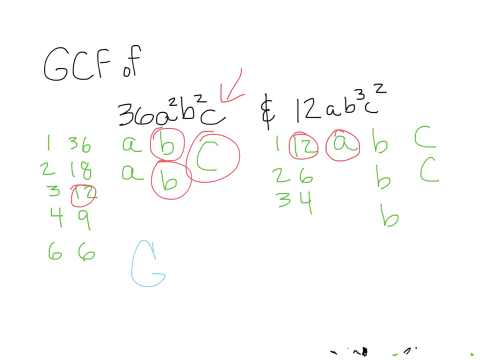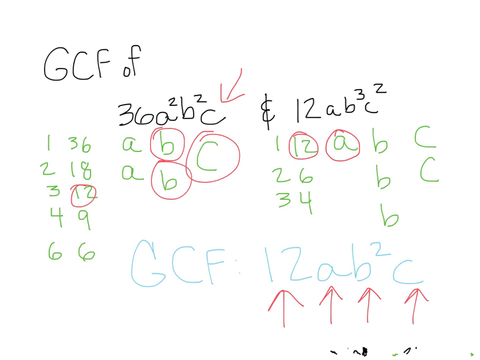So when we put it all together for our GCF, we get 12a b squared c. And once again, that's stating that our common numerical factor is 12. We have 1a in common, we have 2 b's in common, and just 1 c in common. So 12a b squared c.